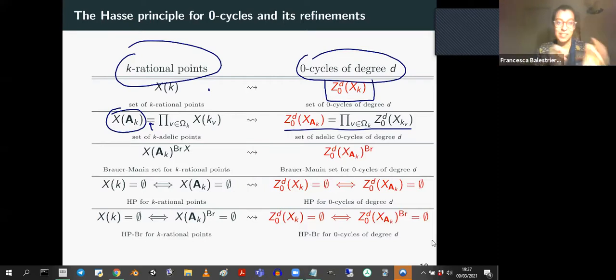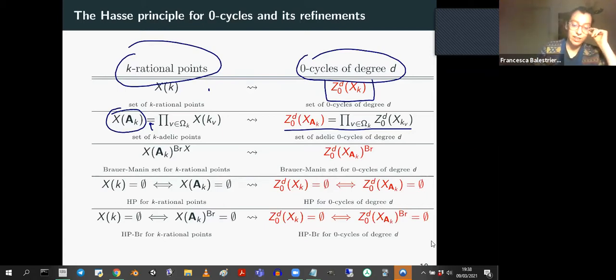Then the next object that we considered in the world of rational points was this Brauer-Manin set. And it turns out that we can also construct the Brauer-Manin set for zero cycles of degree d, using pretty much the same ideas as before. But there are some complications, because zero cycles are a bunch of points coming from different fields, put together in a weighted sum. So you need to take into account these complications, but it's not too bad. You can do it.